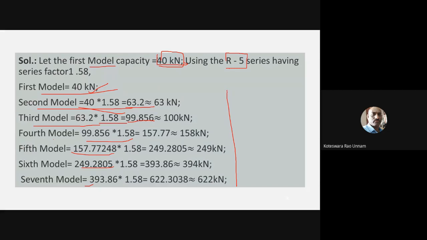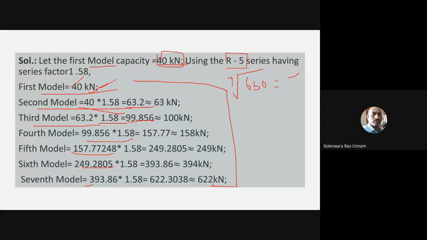So if we want, we can take it from the basic series, or else he can calculate his own series factor also. How he can construct it is, he has to take the highest number. Then, for that highest number, he has to take the 7th root of that 630. By taking that, you will get some series factor. Then you multiply the series factor with 40, and you get the first model.